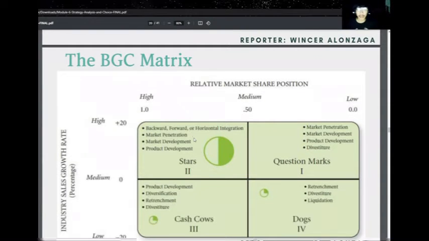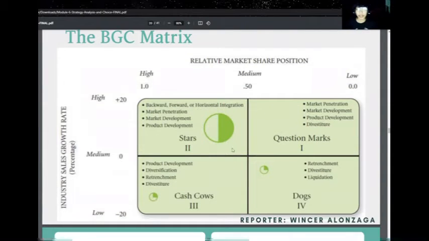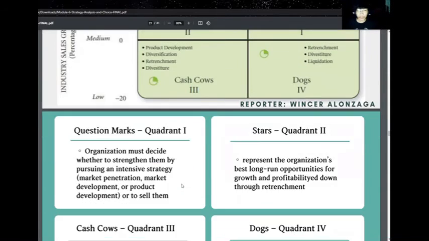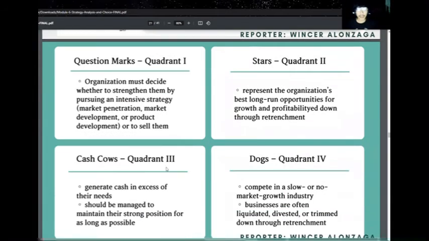So we have here a 4-quadrant graph. First the question marks, second the stars, third the cash cows, and the fourth quadrant, which is dogs. The first quadrant is the question marks. The organization must decide whether to strengthen them by pursuing an intensive strategy, such as market penetration, market development, or product development, or to sell them.